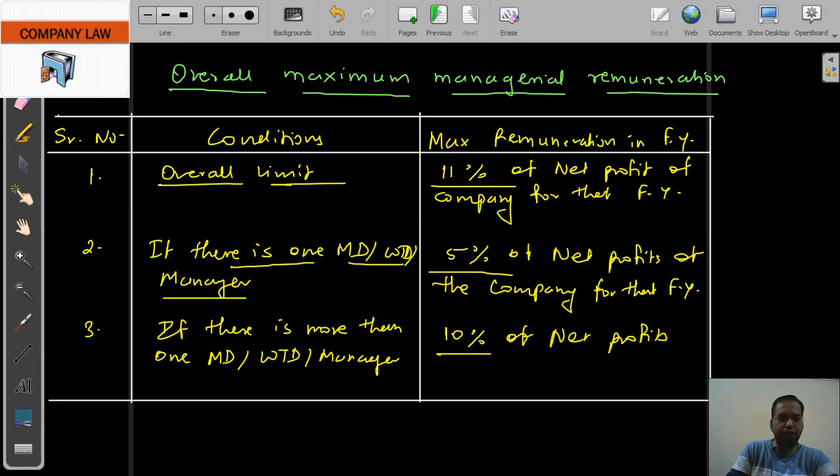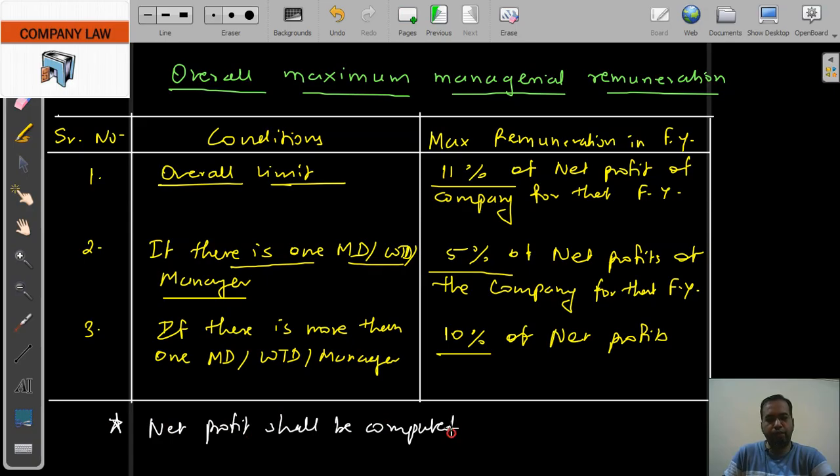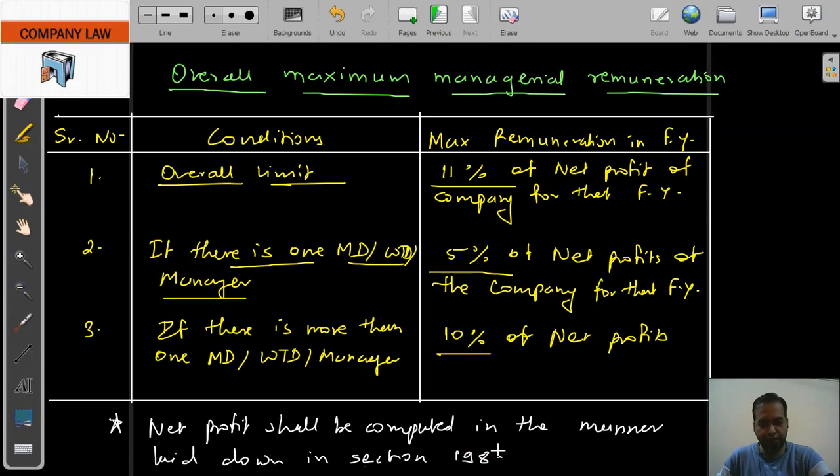Here I can give the note: net profit shall be computed in the manner laid down in section 198.